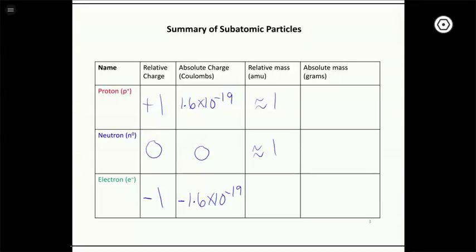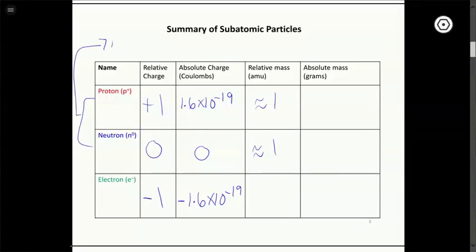And then the electron is much, much smaller than this. So we said most of the mass is in the nucleus, and as I should probably point out before we get too far along, protons and neutrons are both in the nucleus.